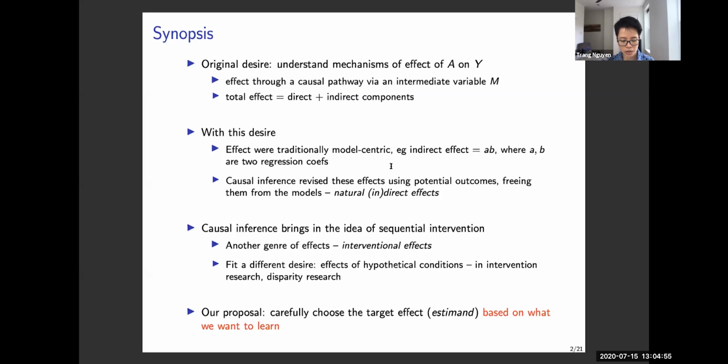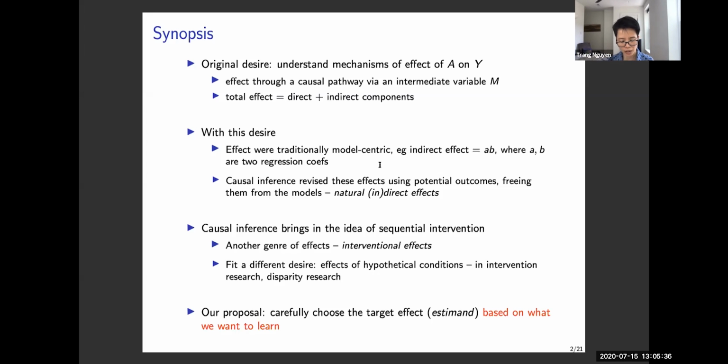In addition, causal inference also brings in the idea of sequential intervention, which leads to another effect type, which we call interventional effects. These do not decompose the total effects, but they fit a different desire, the desire to learn about effects of hypothetical conditions, which is relevant to both intervention research and disparity research. Given that many effect definitions exist, our proposal for researchers is simple. It is simply to choose the target effect, also called estimand, based on what we want to learn.